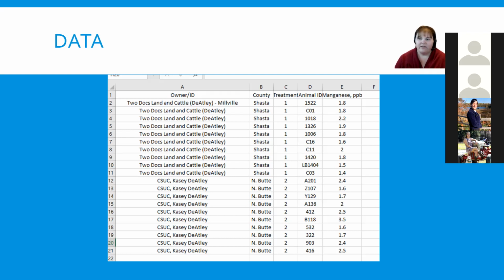Here's the data. So these are the individual cow IDs, and then this is the manganese level in parts per billion. Treatment number 2 was the North Butte cows, individual cow ID, which really isn't important to us, and the parts per billion of manganese. So that's what our data set looked like. The way that we are going to analyze it is by going through a series of steps. Okay. And so I'm just going to go through these really quickly, and then I'm going to switch over to actually being on the PC, and I'm going to walk you through how to do this step by step.